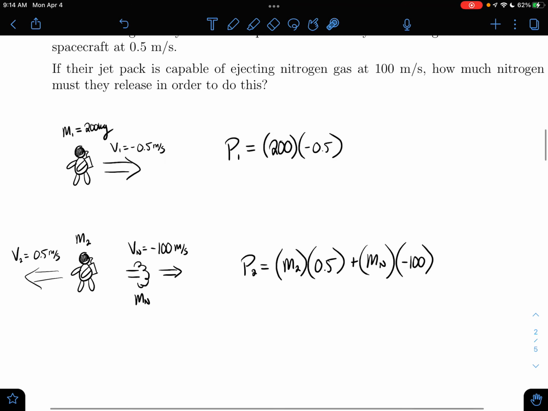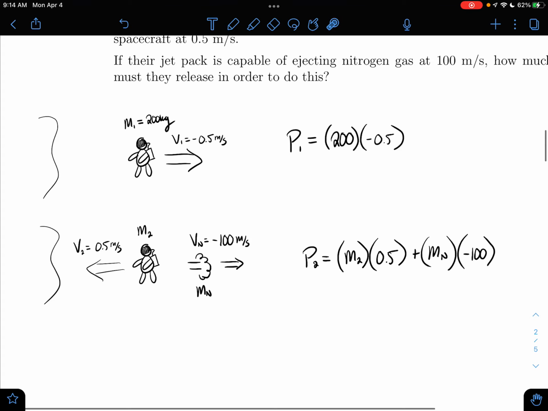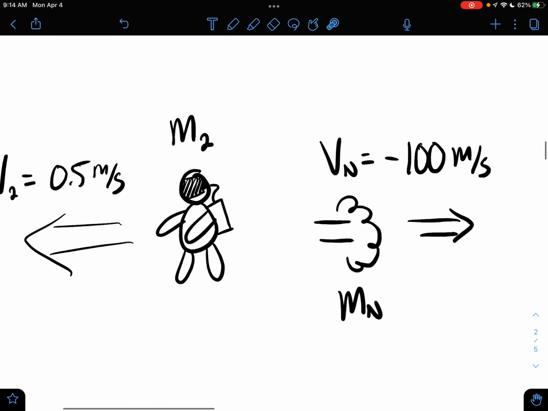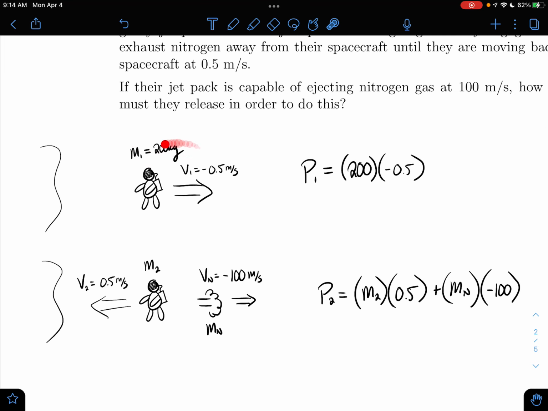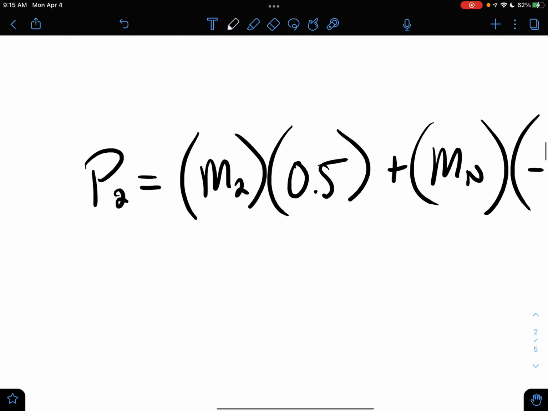Now, when we set these equal, it looks like we're going to have one equation but two things that we don't know. But we know more about our mass of the astronaut. It's the original mass without our nitrogen. So this M2 is just going to be 200 minus this Mn.